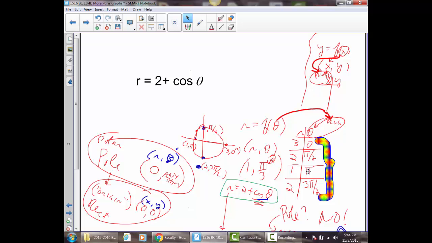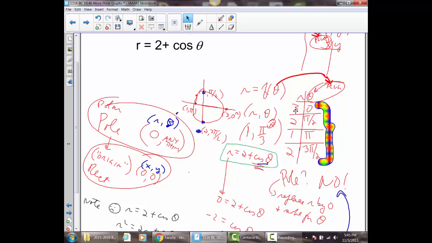If I plug in pi, and so on. Now if I graph these points, there's the point (3, 0), the point 2 to the right, and then pi over 2 in the positive direction, the point (1, pi), which brings us over here, and the point (2, 3 pi over 2), which brings us over here.